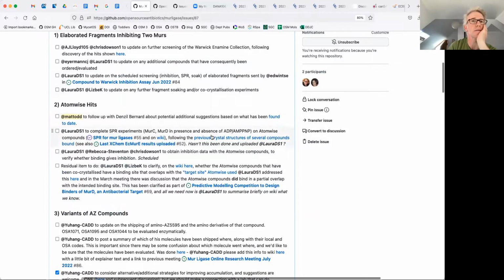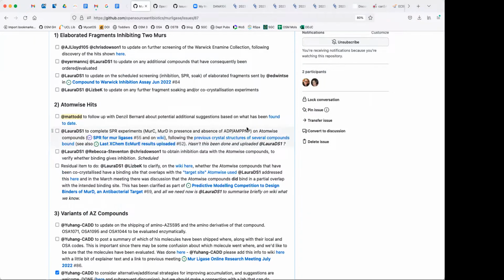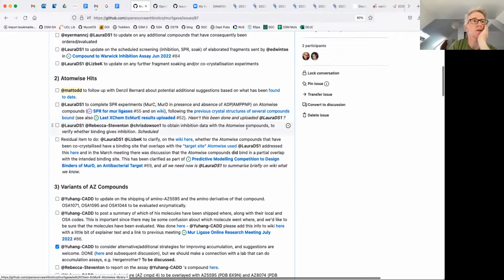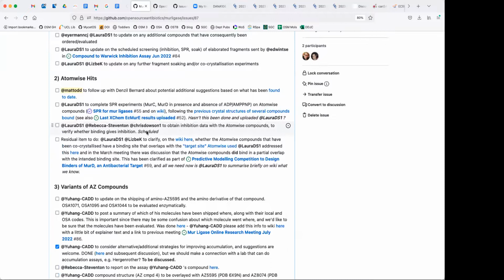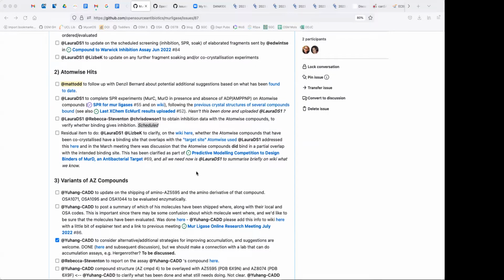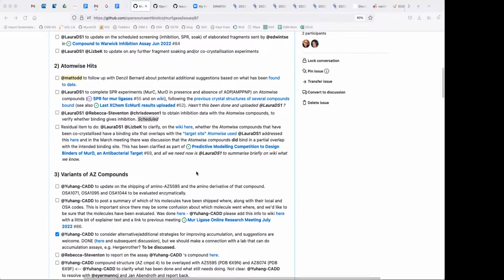And then regarding the measurement of the Atomwise compounds, I have done them on the SPR experiments in competition with AMP-CP. I will update that in GitHub. Sorry, I can't talk today. I will update that as soon as I can, as well as the results on the pocket from the Atomwise and the XChem screens. In summary, it's the same pocket for both libraries' results.